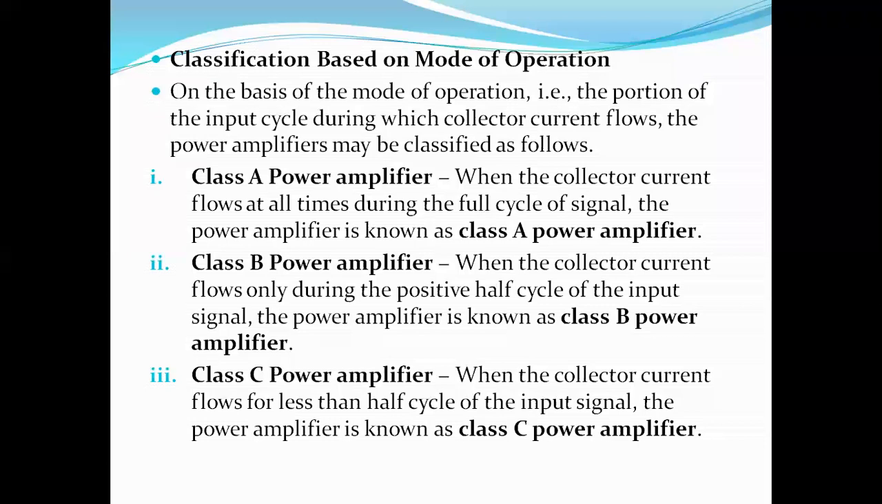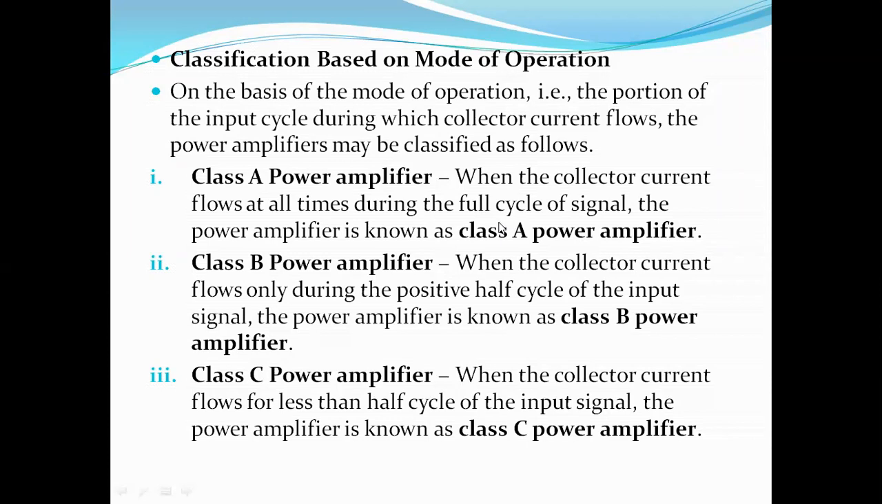First one, Class A power amplifier. So what is Class A power amplifier? When the collector current flows at all times during the full cycle of the signal, the power amplifier is known as Class A power amplifier. That is, the output current flows during the full cycle of the input signal. In the Class A power amplifier, the transistor conducts for 360 degrees of the input signal. Full cycle means 360 degrees. Half cycle means 180 degrees.